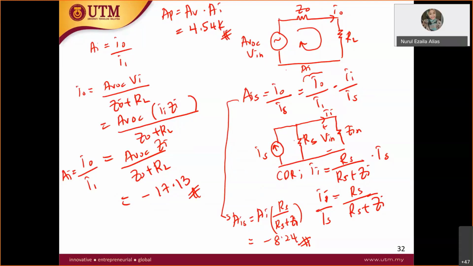So the voltage gain and current gain don't have a unit. Why? Because you cancel out the unit, V out over V in and so on. So there is no unit. All right, do you have any questions?